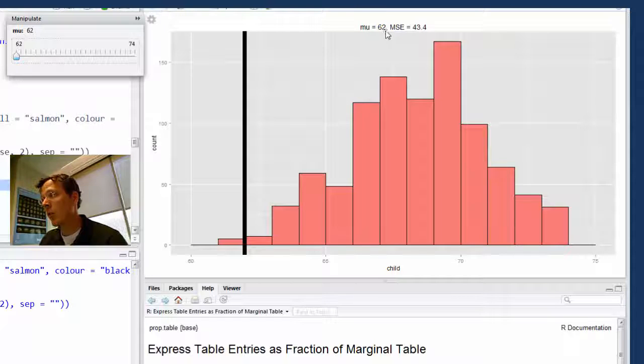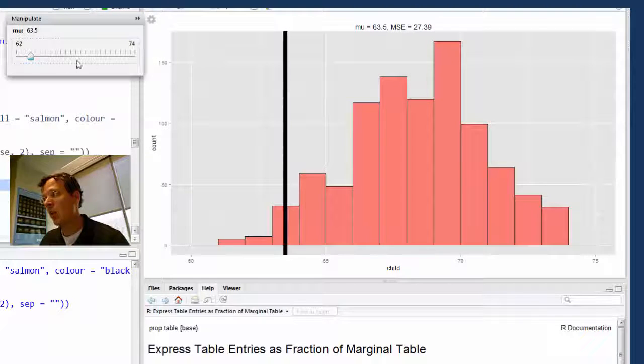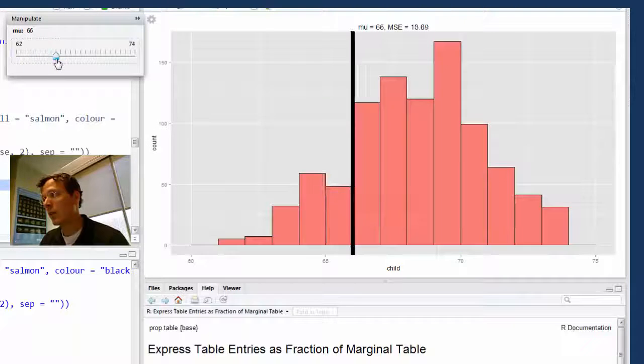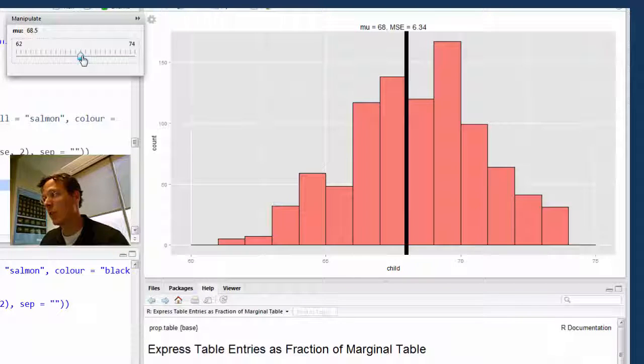Now because we're using manipulate, I can move my slider around. What I have up here is the value of mu and the mean squared error. That is the sum of the squared distances between the observed data points and that particular value of mu. And because I've added up n things, I might want the average value instead of the sum, so I divide it by n and I get a mean squared error instead of the sum of the squared errors. So I can move it around, and notice as I get toward the center of the histogram, the mean squared error is going down.